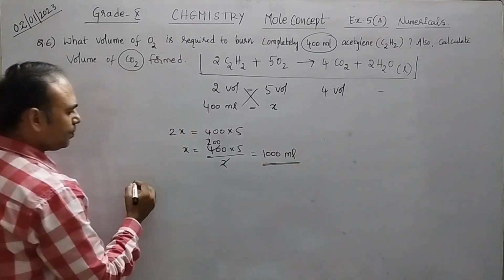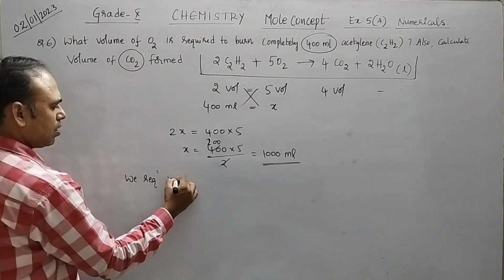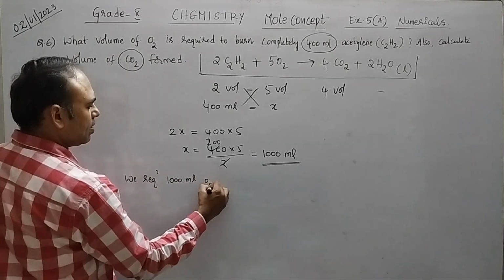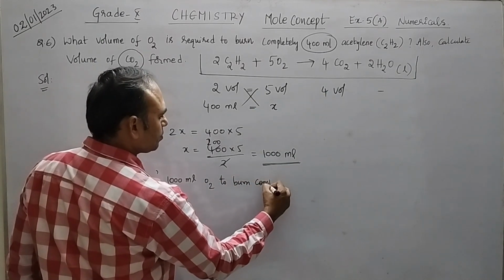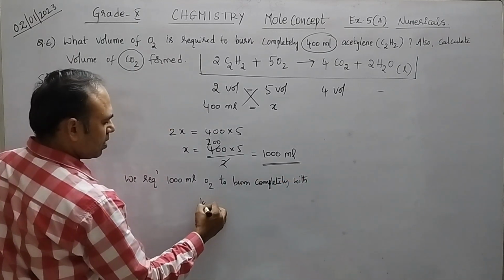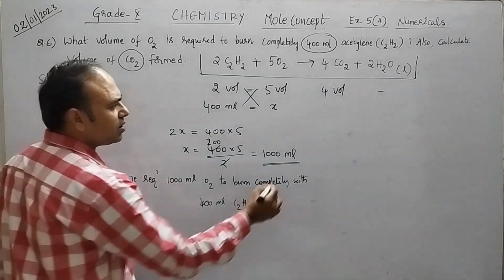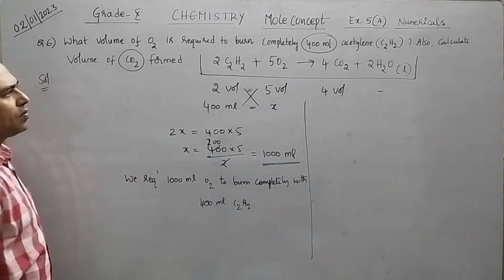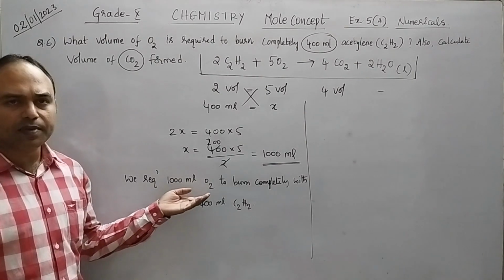So we require 1000 ml oxygen to burn completely with 400 ml acetylene. Hope you have understood the first part of the question. Very simple, they are asking how much oxygen is required. We require 1000 ml of oxygen.